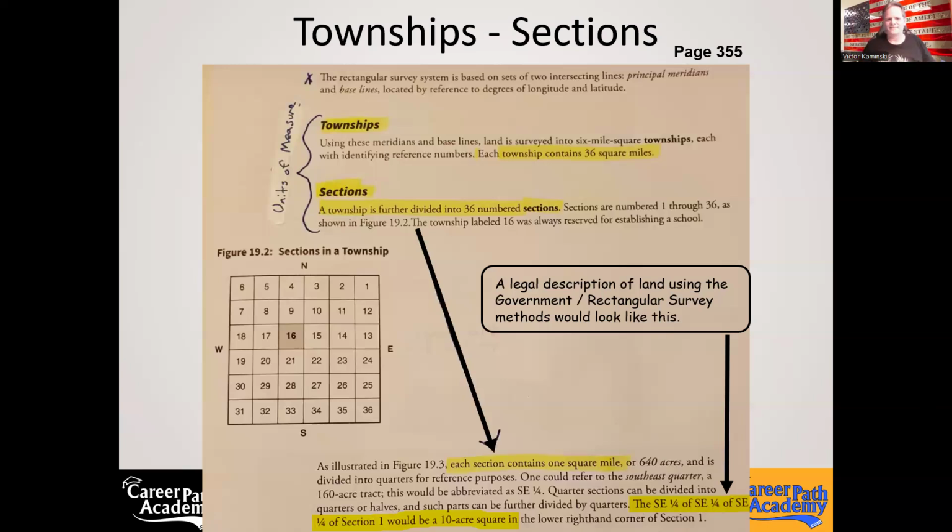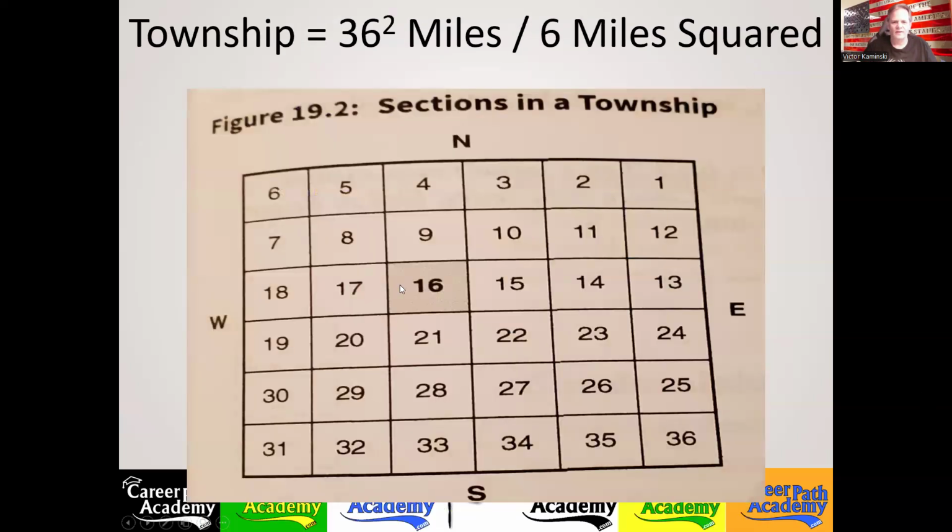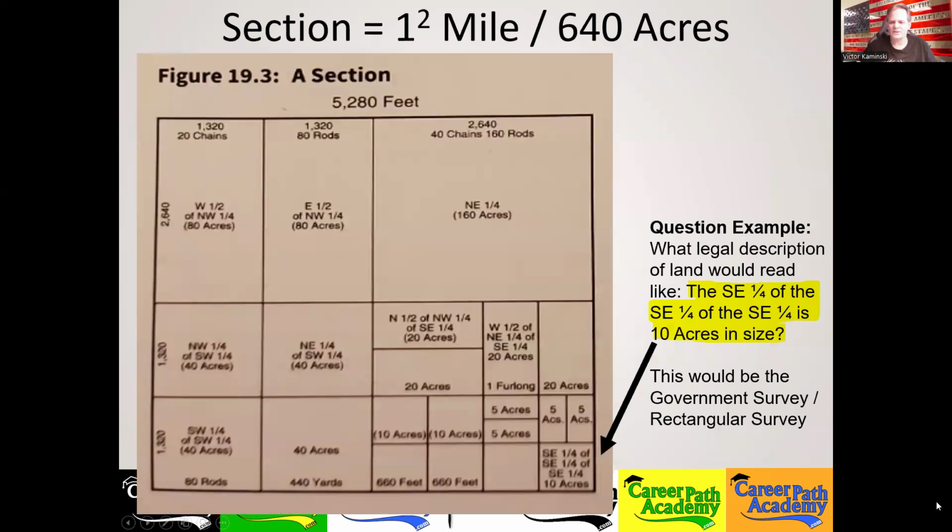Okay, let's just say we zoom in on one of these sections here. All right, so let's zoom in on any one of these sections. And now it looks like this. The SE quarter of the SE quarter of the SE quarter is 10 acres in size. So how do they come up with that? Well, just look at this outer box, the outer perimeter, and draw a cross right through it, a line straight down the center here, straight across the center here.